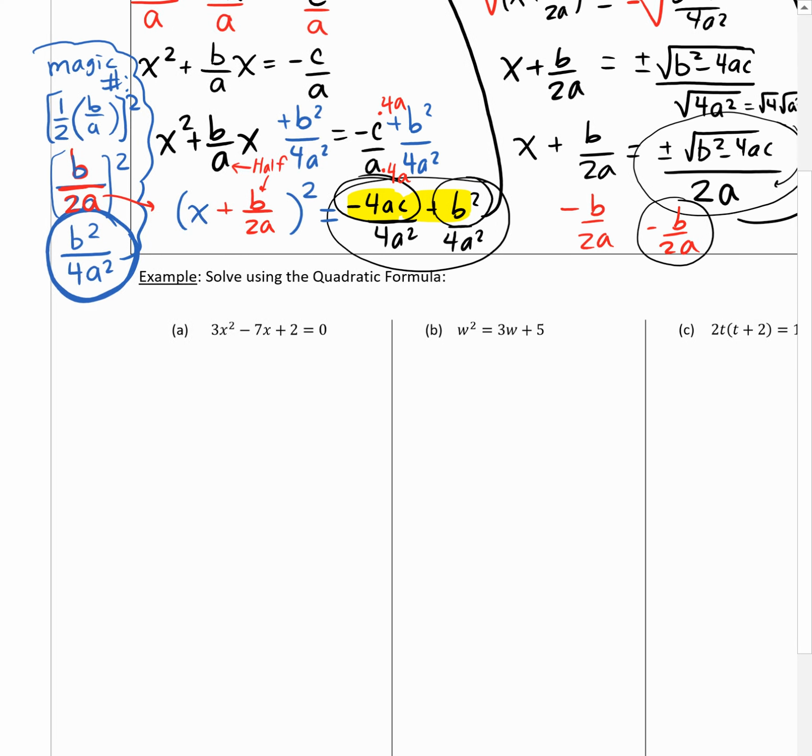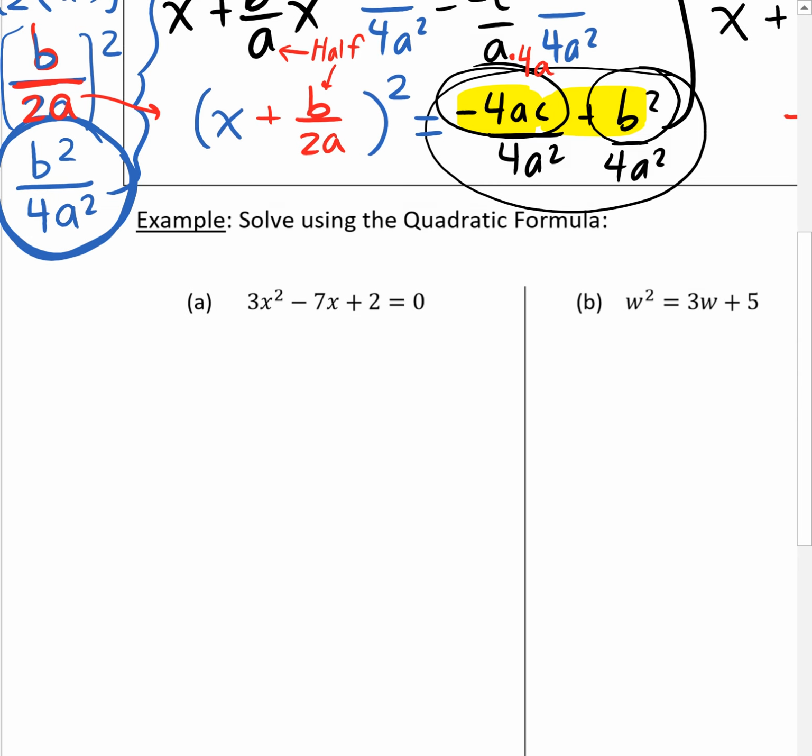But notice that this formula wouldn't be possible unless we completed the square. So you can't really dismiss completing the square altogether, because this formula, again, is only made possible by that.